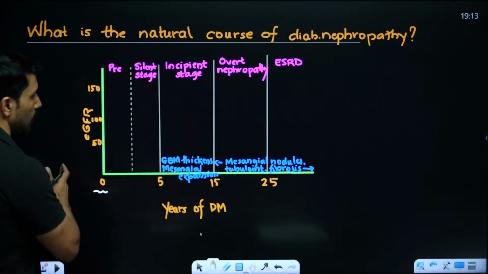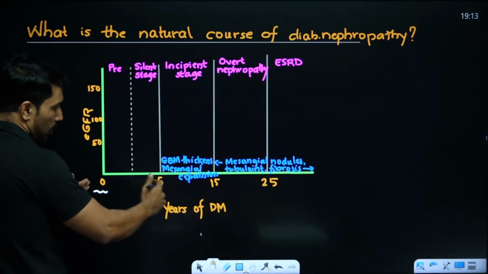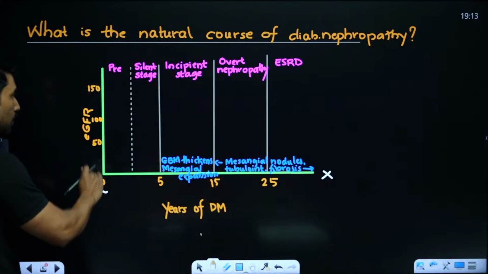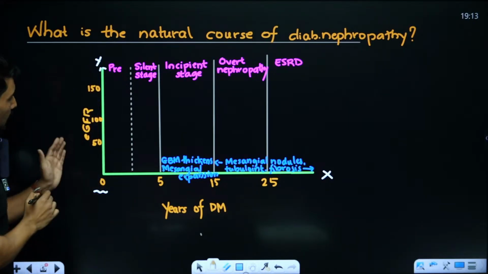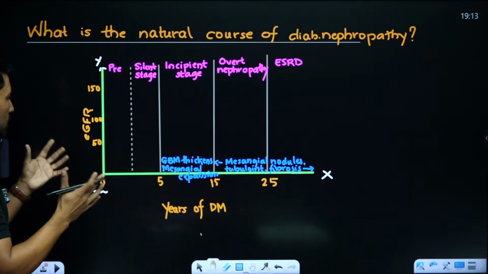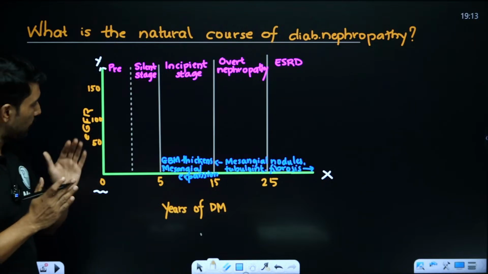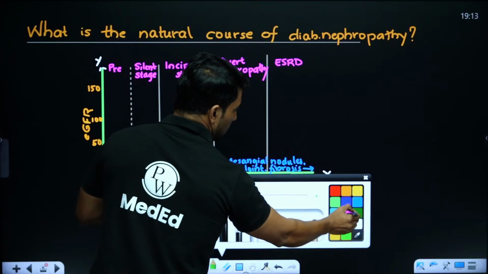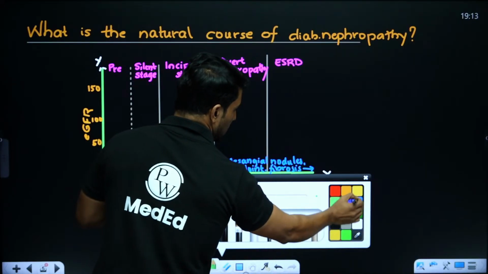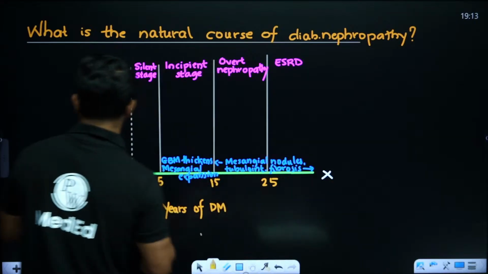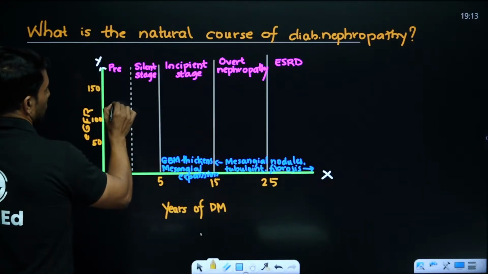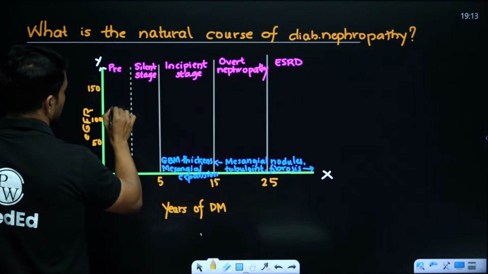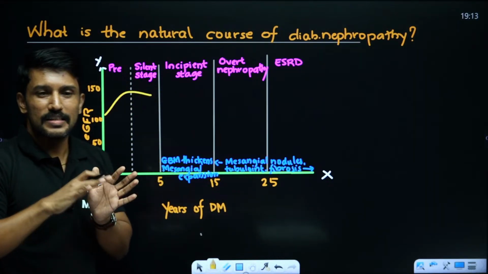So initial stage mein kya hoga? Like I have put a graph here. On the x-axis, I have plotted the years of the diabetes, and on the y-axis, I have plotted the estimated GFR. Now, normal GFR is somewhere around, let us say, 90 to 120. In the initial stages, because of the hyperglycemia, GFR kya hone lagega? The GFR starts increasing. So it goes up. So first stage, GFR starts increasing.